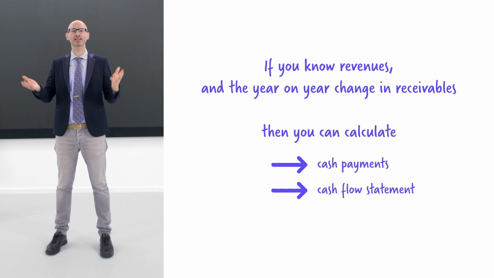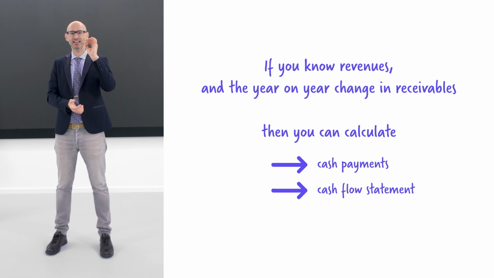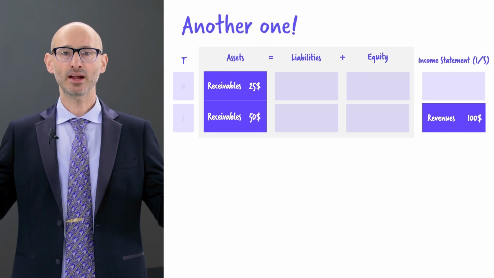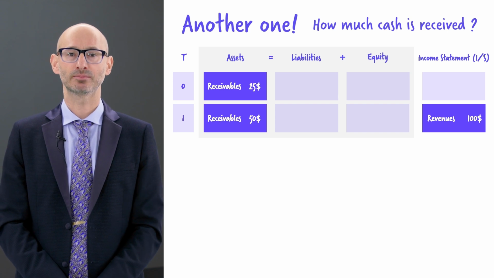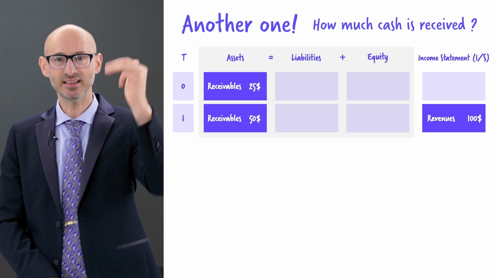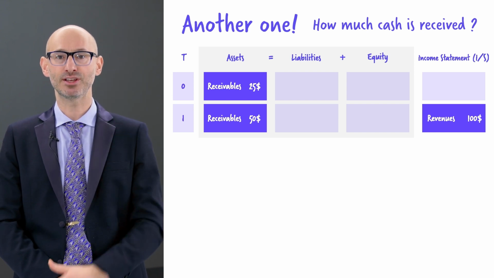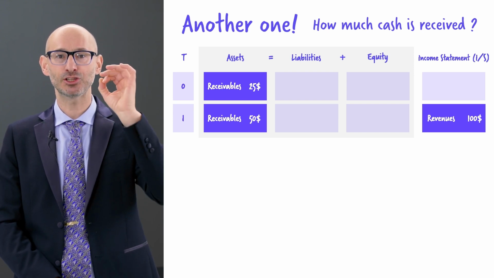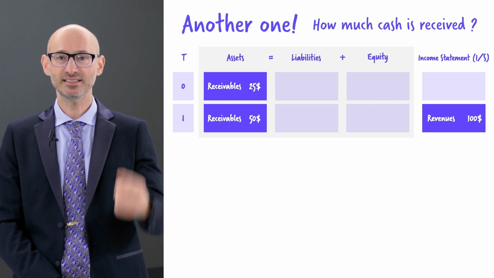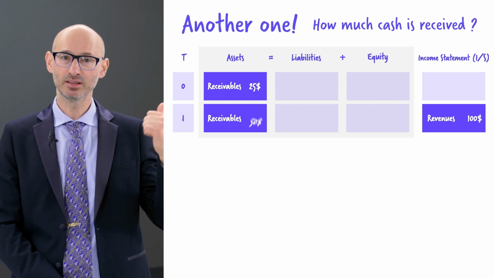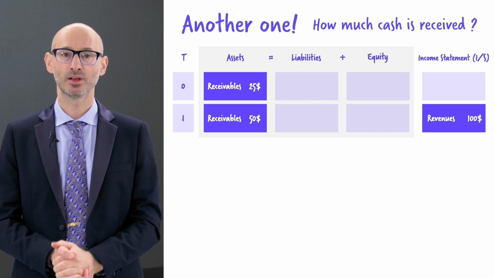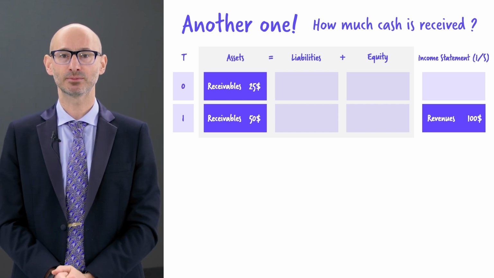Let me make a more complex example, one that is exactly like this, but we will walk backwards. All right, let us work on this one. I have given you beginning receivables and ending receivables and revenues for the year. How much cash did we get paid? This is identical to the previous example with different numbers. So, how much cash is received?